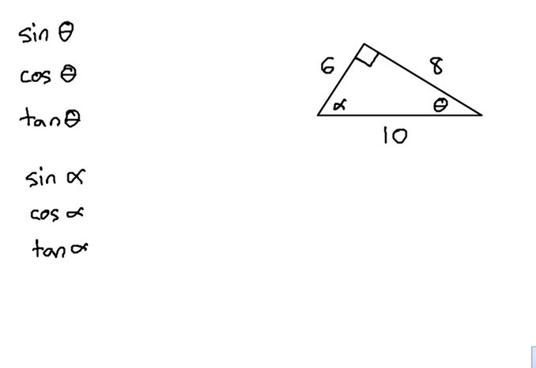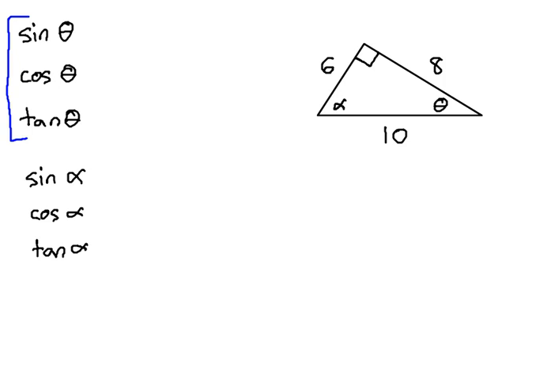In this video, we're going to look at identifying some trigonometric ratios from the triangle over here on the right, with sides of 6 and 8 and hypotenuse of 10. I've labeled the angles as alpha and theta, which are Greek letters, but they could just as well be any variable. In the first set of problems, we're asked to find the sine, cosine, and tangent of theta.